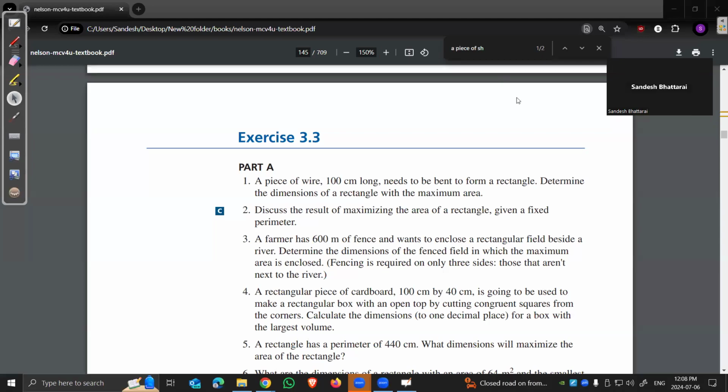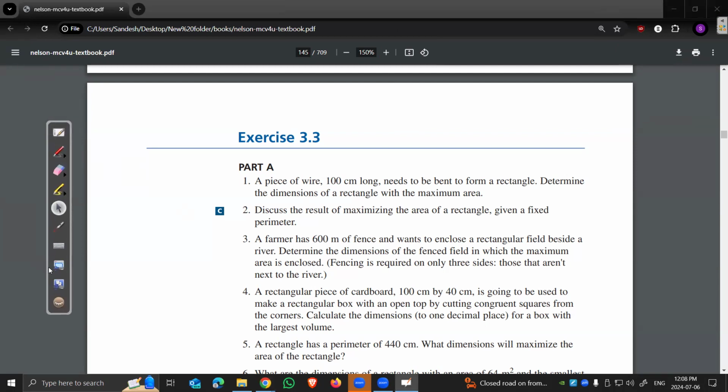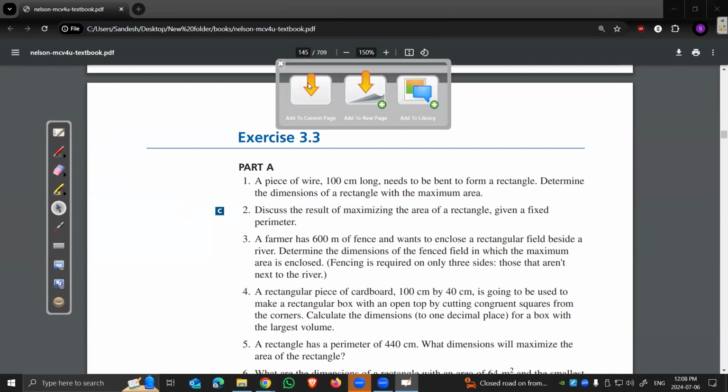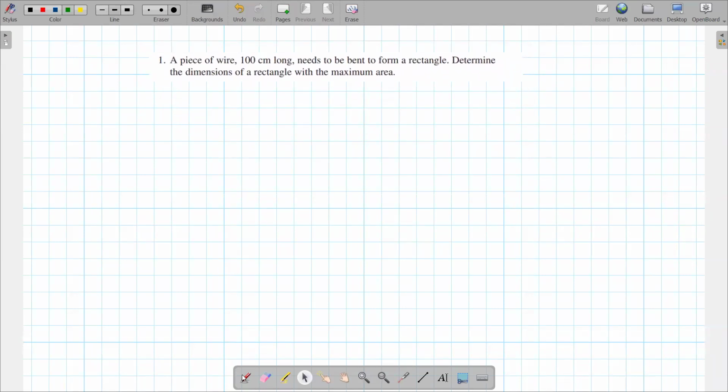Last time we got introduced to the idea of optimization, which essentially is just trying to maximize or minimize a certain outcome, and our goal is to figure out how we can do that. Let's look at question number 1, a very simple question. We have a piece of wire that's 100 centimeters long, and we need it to form a rectangle. Determine the dimensions of a rectangle with the maximum area.